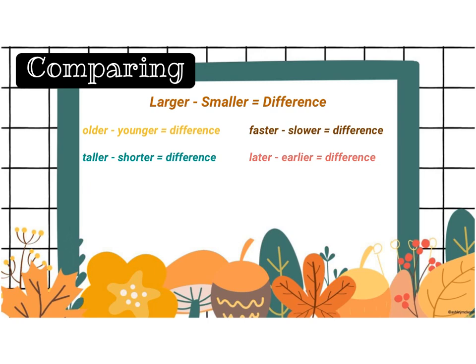Okay, first of all, when we are comparing, you're taking a larger amount of something and a smaller amount of something, you're finding the difference. That might be older minus the younger to find the difference in age. Taller minus the shorter to find the difference in height. Faster minus the slower to find the difference in speed. Or later minus earlier times to find the difference in time that has gone by. So these are just some examples of comparing two different things.